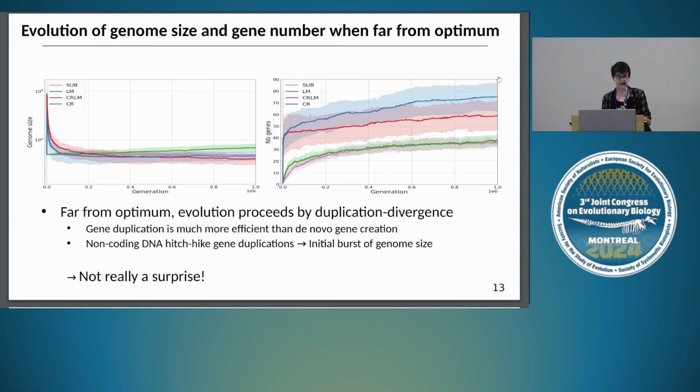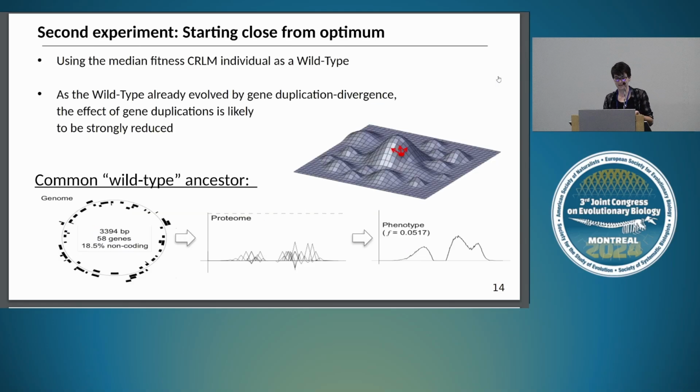Having such gene duplications also hitchhikes non-coding DNA, which explains the peak in genome size that you have at the beginning, but then it's downregulated and we converge to similar genome sizes. Except when we don't have chromosomal rearrangement, here you can see that the green line continues to go up, and I will go back to that later. But that's not really a surprise, right? Duplication when you have just one gene is clearly advantageous.